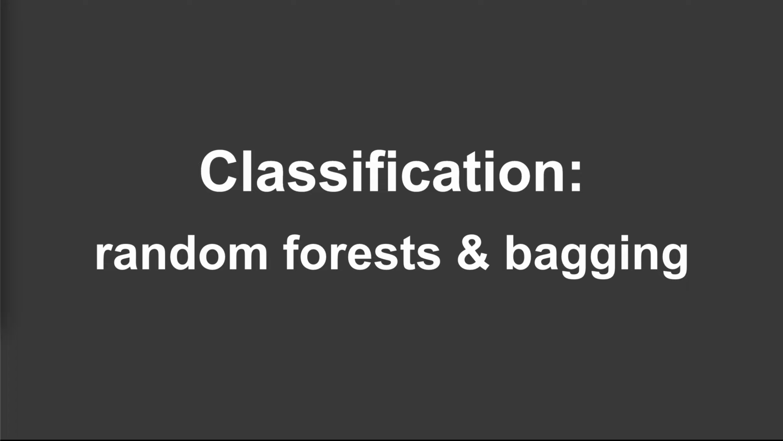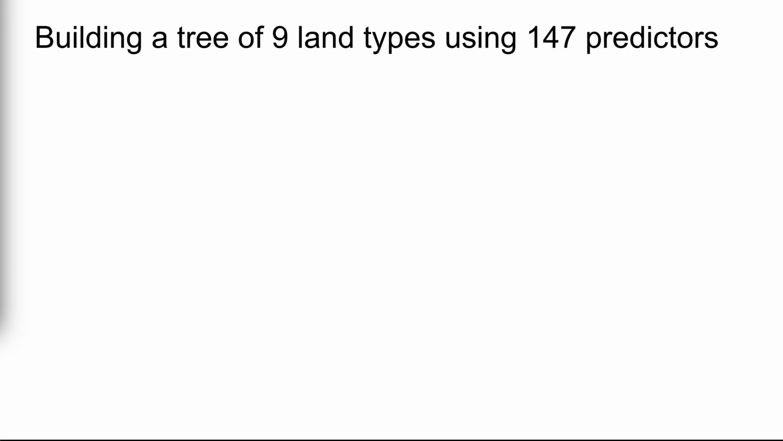In this video, we'll explore two non-parametric approaches to classification, random forests and bagging. As an example, let's consider building a classification tree of our 9 types of land use using all 147 predictors at our disposal. As a first step, we might end up with this tree. Now, this is obviously too simple.